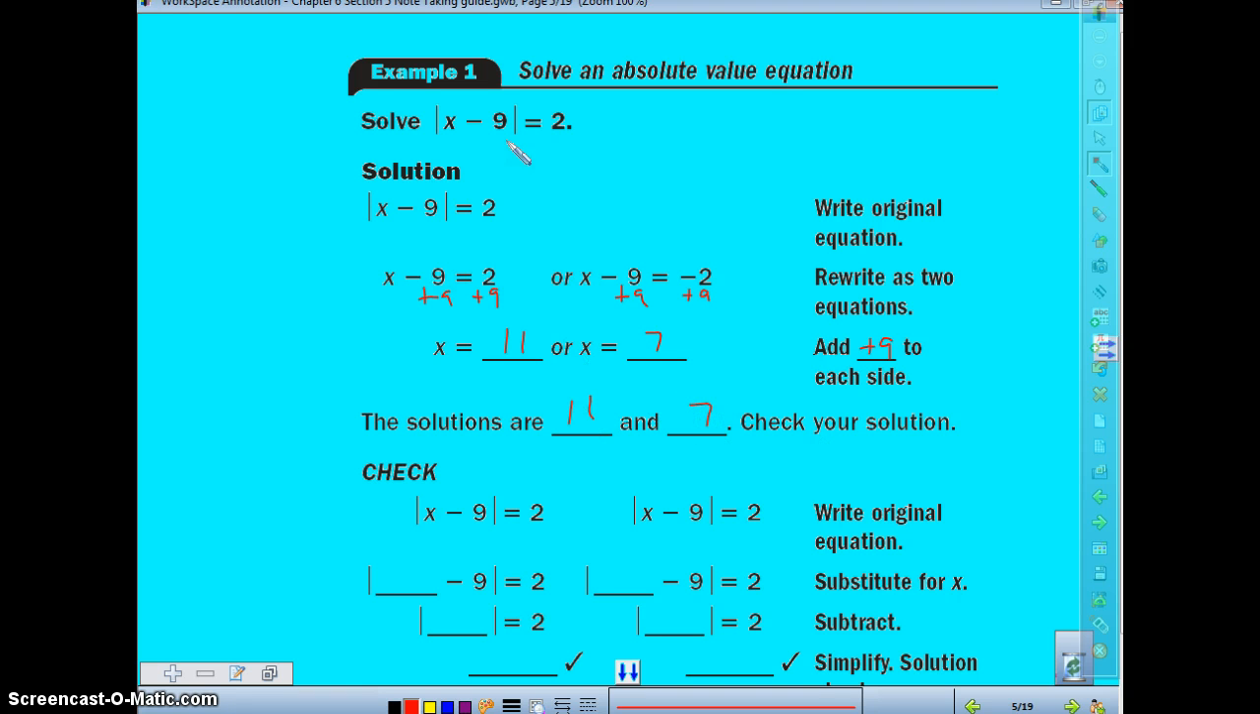If you check your solutions, you put them back in there. 11 minus 9 equals 2, and the absolute value of 2 is 2. If we put in a 7, it's negative 2, and the absolute value of negative 2 is 2. Alright, I'm going to skip that part down there. That's what I just did talking with y'all.